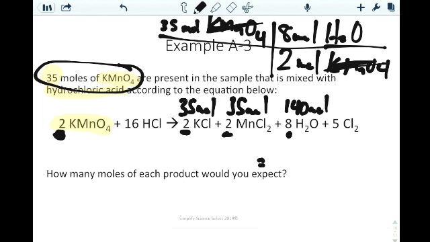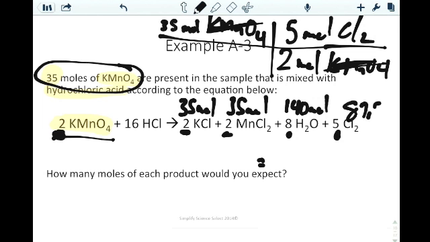And then our last one we see is a 2-to-5 ratio. Okay, so the bottom stays the same because it's 2 moles of this, 5 moles of HCl. So we just put 5 moles, not HCl, but Cl2 on top. So 35 times 5, all divided by 2, and that'll give us 87.5, and that's moles of chlorine.